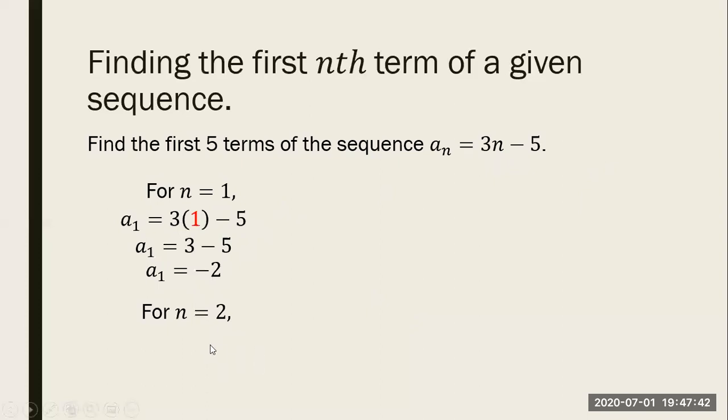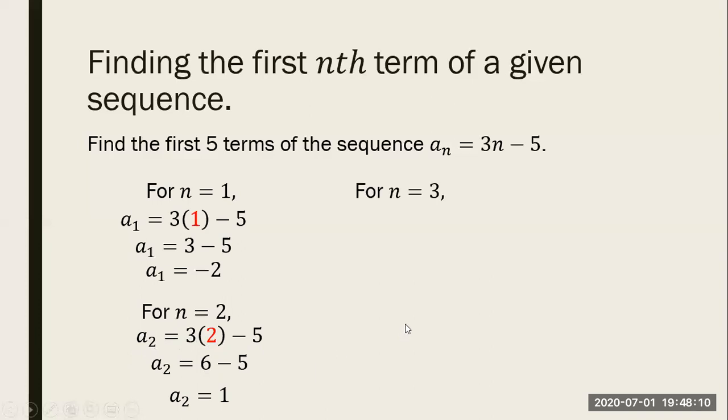For n is equal to 2, substitute 2 to our equation. So, 3, instead na n, magiging 2. Observe that kapag nagpapalit tayo ng n, kung ano yung papalit natin, ganun din dapat ang ipapalit natin sa ating subscript. So meaning, a sub 2 is second term. So this is our n. Simplify, we have 6 minus 5. So we have a sub 2 is 1.